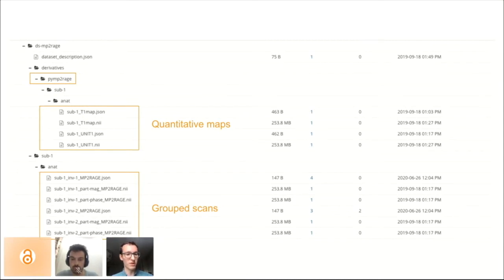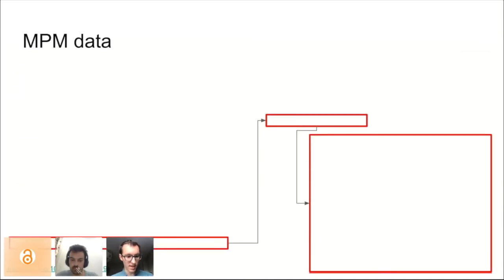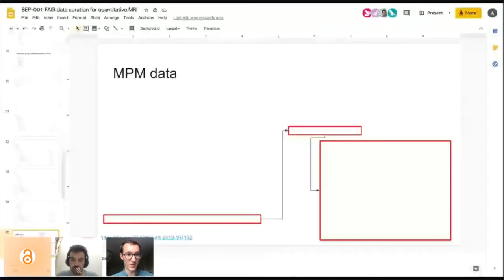So this is just to give an introduction to the basic folder structure. And now I'm going to pass the screen to Chris.